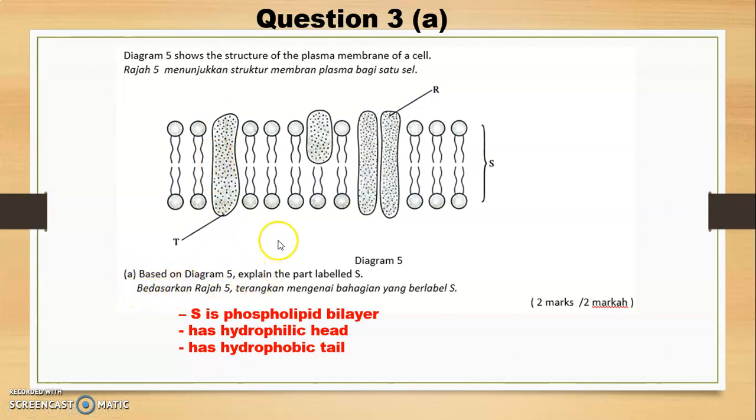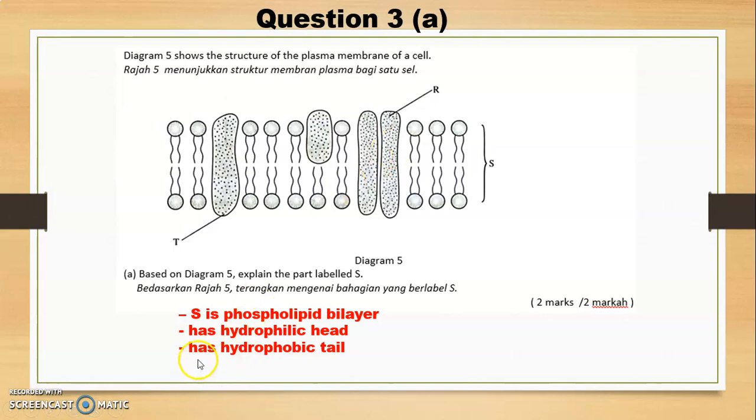We go to question A. Based on diagram 5, explain the part labeled S. So you have to give the name of S. S is a phospholipid bilayer. The phospholipid bilayer has a hydrophilic head. This is the head of the phospholipid, which is hydrophilic. What is hydrophilic? Hydrophilic refers to it loves water, likes water.